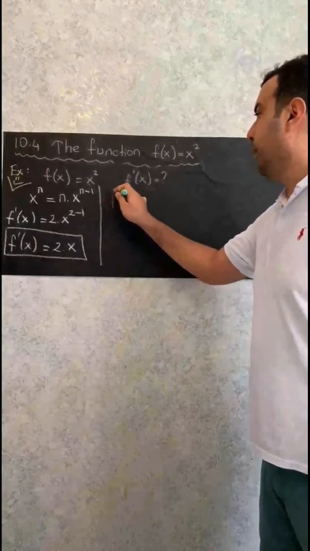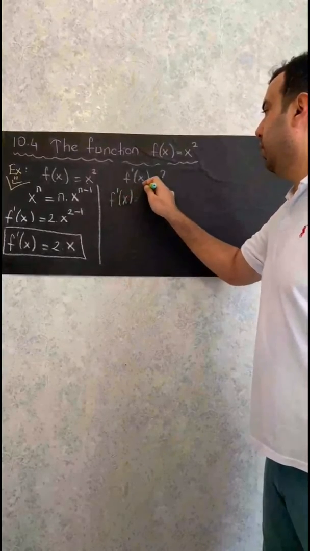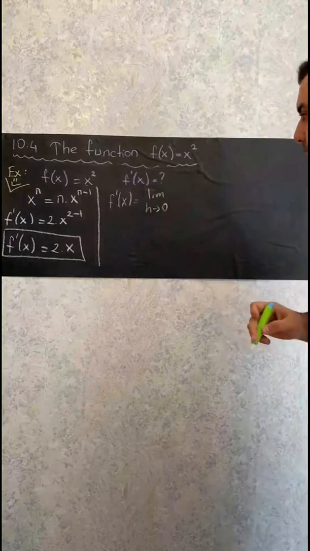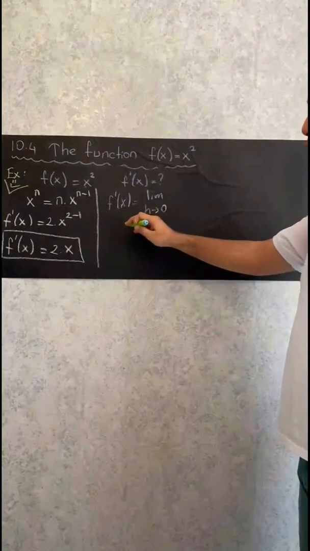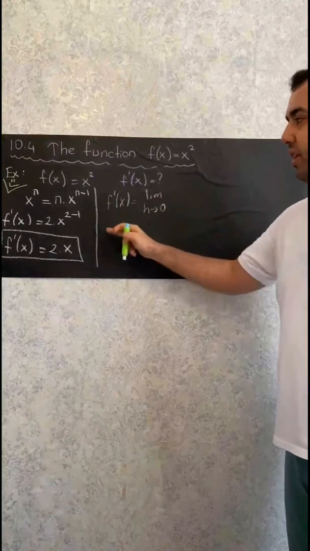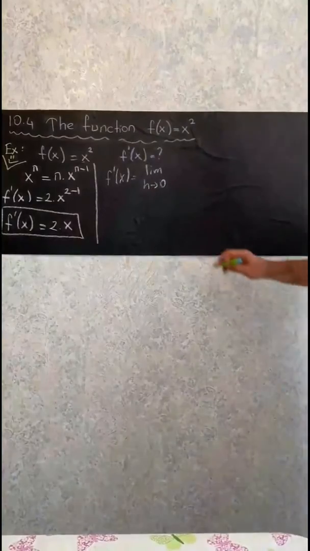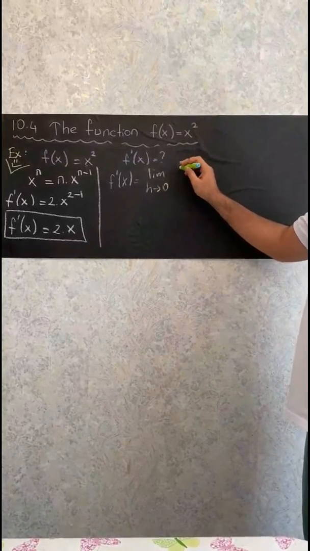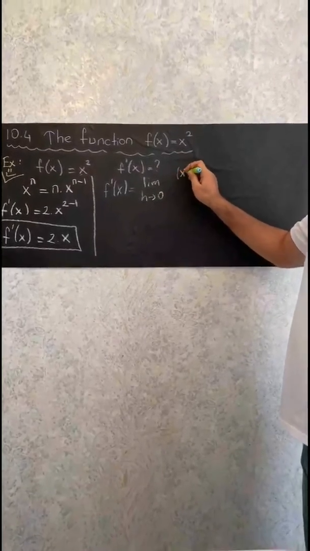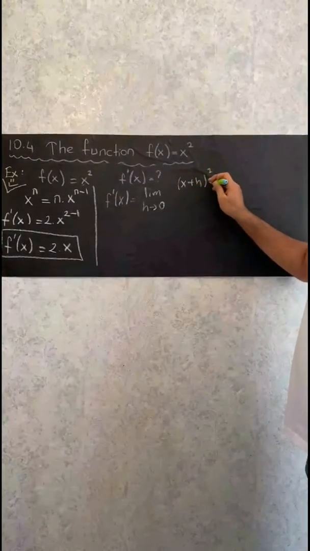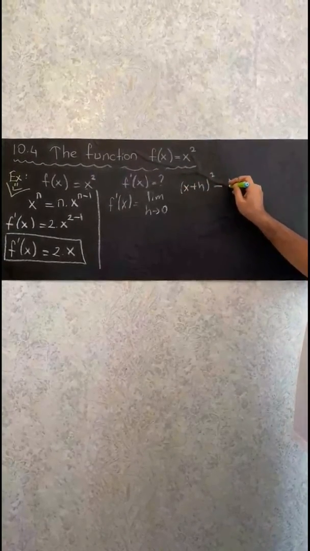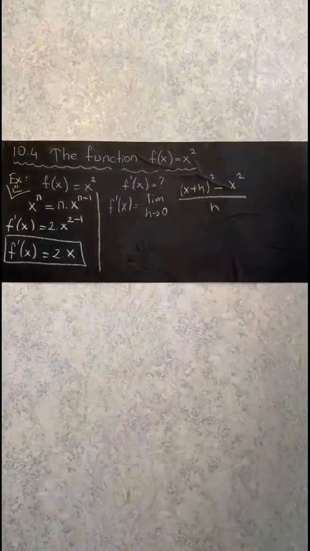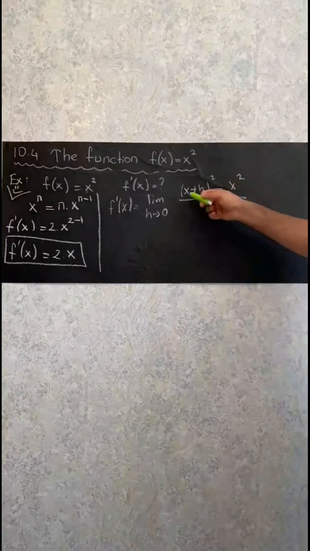f prime of x equals the limit as h approaches 0. Yes. So what is f of x plus h? It is the limit as h approaches 0 of (x plus h) squared minus f of x, which is x squared, all over h. Then calculate them.